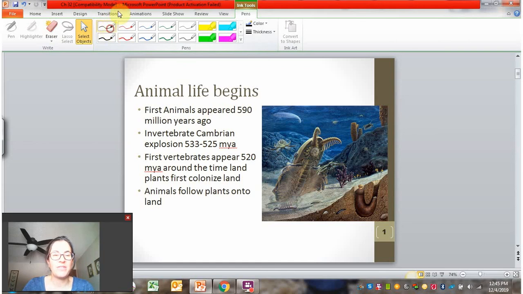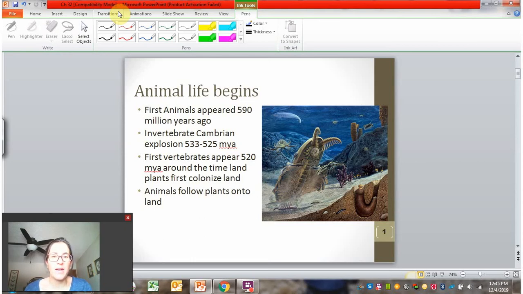Animals were relative latecomers to life on Earth. They first appeared about 590 million years ago in the ocean. Pretty not that long after, in the scale of evolution, something called the Cambrian explosion occurred. That was during the Cambrian era. That's where the name comes from. And that's when there was a really big flourishing and diverging of animal life.